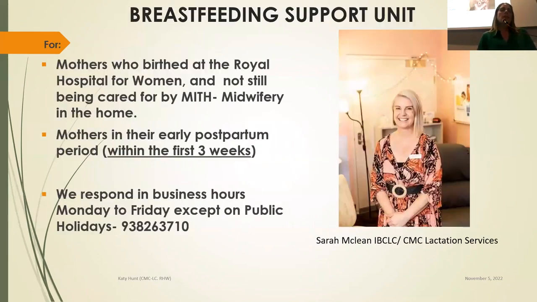This is Sarah. So women who birth at the Royal Hospital for Women, if they come to you and they say, I really want to see a lactation consultant, and they can't afford to pay, what, $300 for a private LC, we can see them up to about 3 weeks. And the reason it's 3 weeks is because that's the ultimate time to nut out those attachment problems. That's the best time to get things under control. And we respond in business hours.